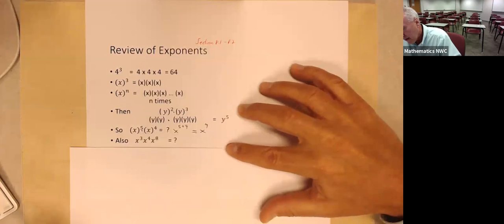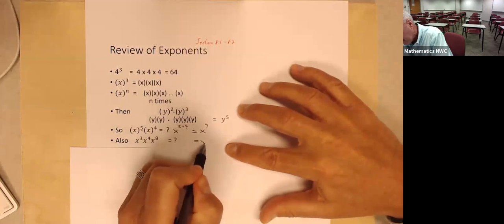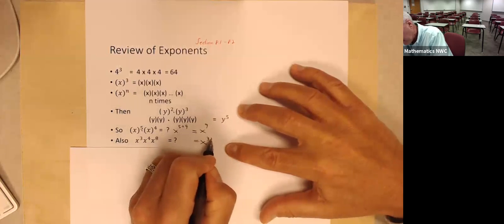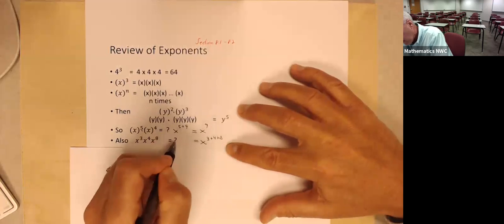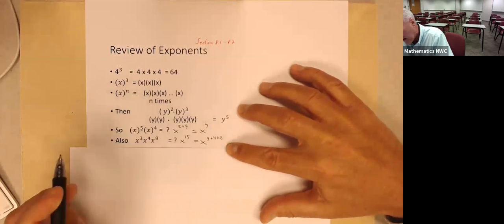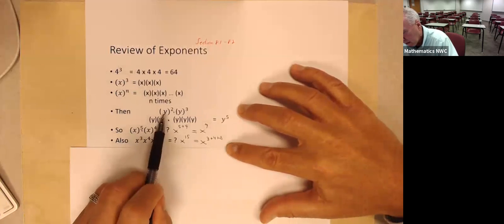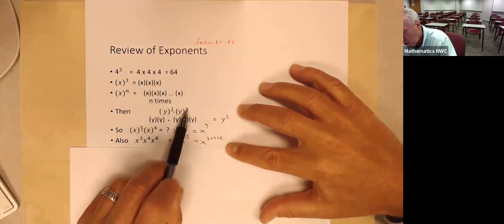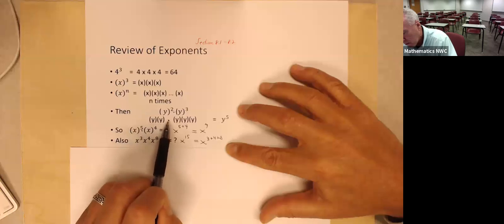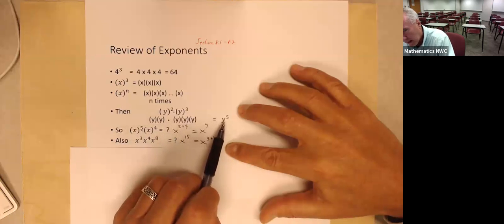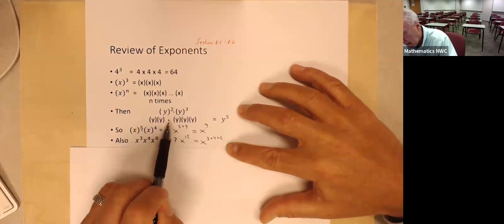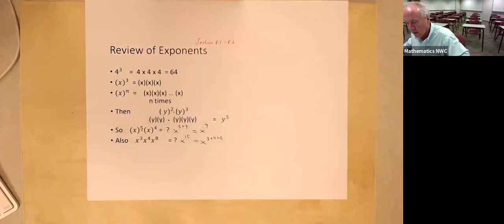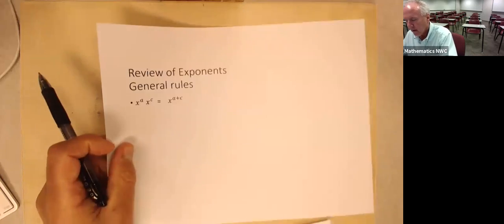This one, it's going to be 3 plus 4 plus 8, or it's going to be x to the 15th power. But again, looking back up here, when I had y squared, it was 2 y's, times y cubed, which was 3 y's. I ended up with 5 y's being multiplied. That's why I got y to the 5th. That is the reason why we add. That is the reason why we get this first law.